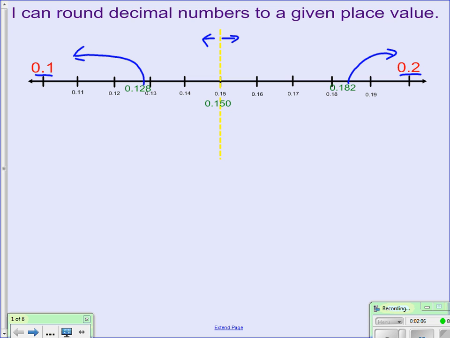And we're, once again, called that dilemma. We have a number right in the middle. It's right on that yellow line. If they land on the line, they are going to go up. We round those up.